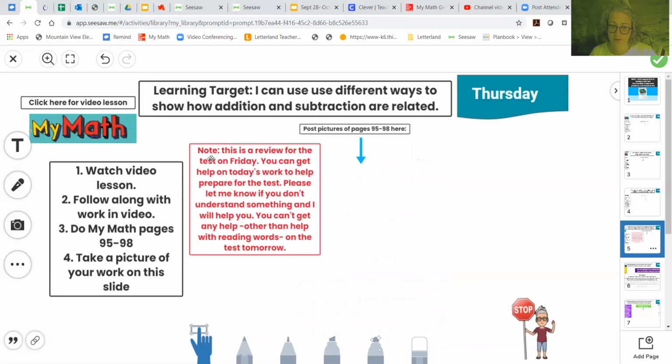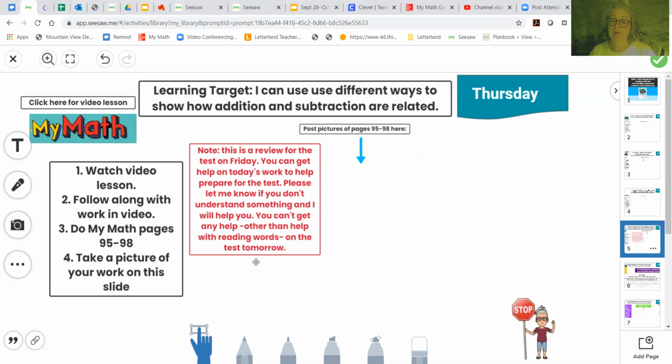Okay, and I've got on here, it says, note, this is a review for the test on Friday. You can get help on today's work to help prepare for the test. Please let me or your teacher know if you don't understand something, or a parent or an adult. And I said, I will help you, but anybody will help you. You can't get any help other than help reading words on the test tomorrow. So like when it's word problems, if you need a word read, you can get that done.